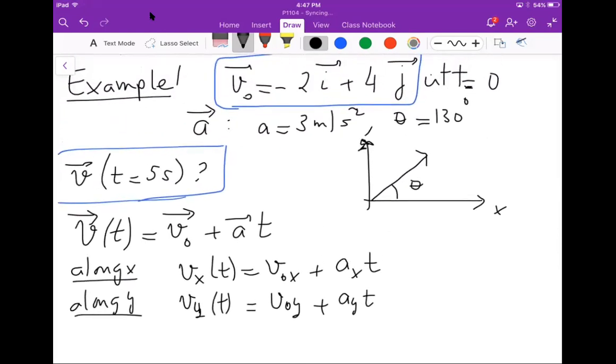You see here in this equation of V0, we have V0 equals minus 2i plus 4j. So V0x is minus 2 and V0y is 4. But the question, what are Ax and Ay? Okay, that's very simple. We know that this is the vector A, right?